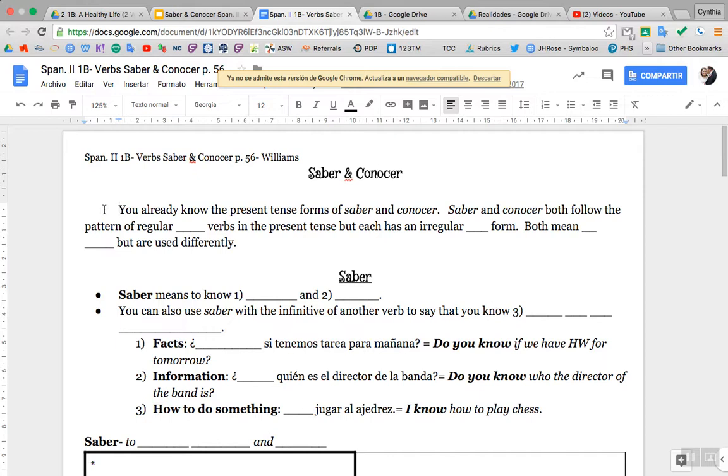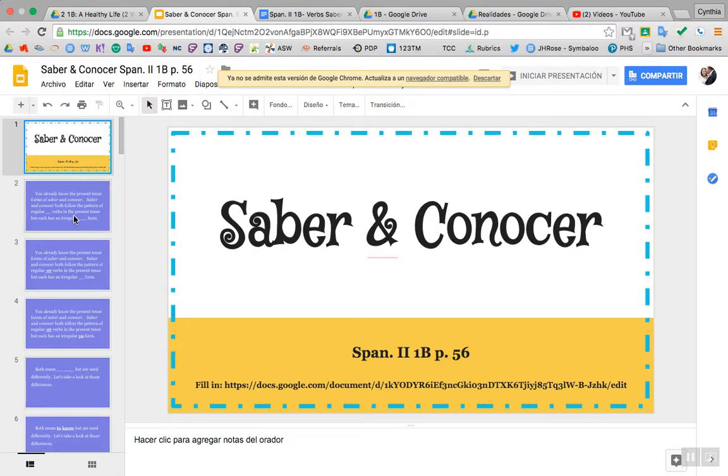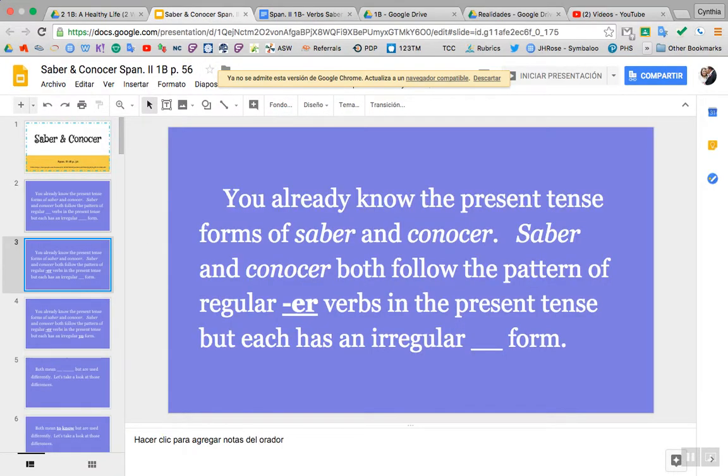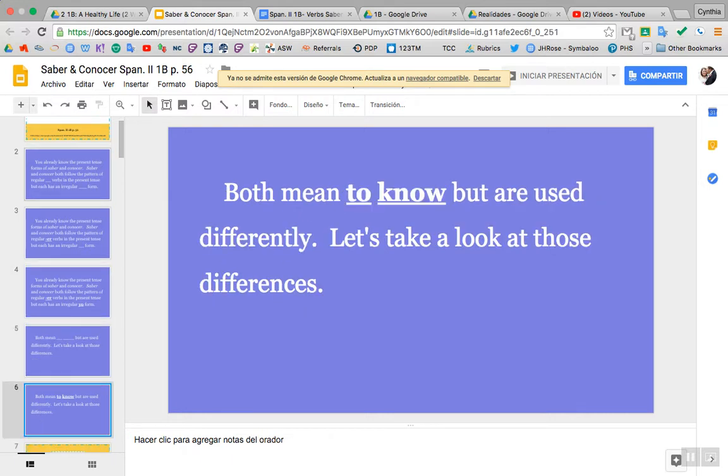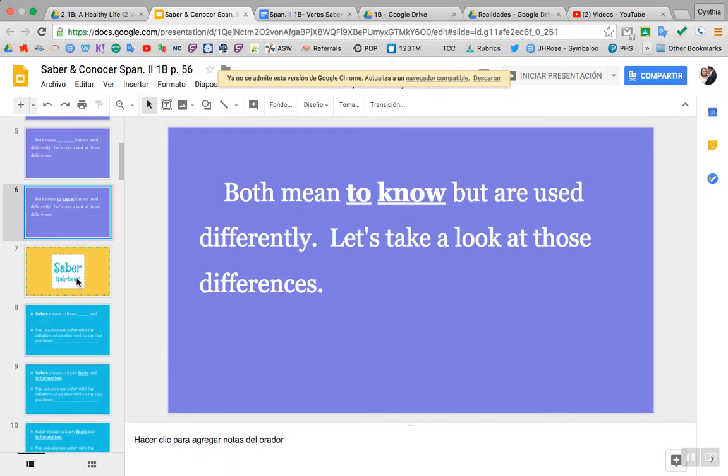So saber and conocer both follow patterns of regular ER verbs, with the exception of the yo form. Okay, write that down. Both mean to know, but are used differently. So let's take a look at those differences. Like I said, you've been using these, you've probably been using saber more than conocer, but you have been using them and you should be familiar a little bit with them, especially the yo form, which would be yo sé for saber, which would be I know. But we'll get into that.